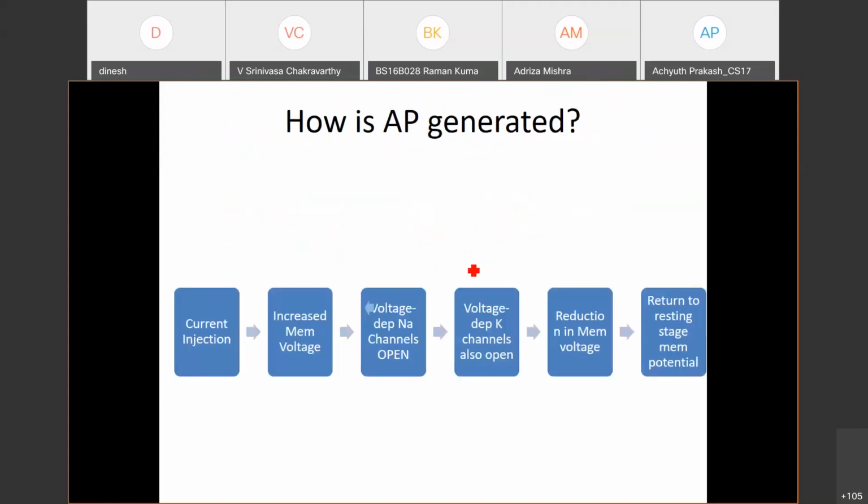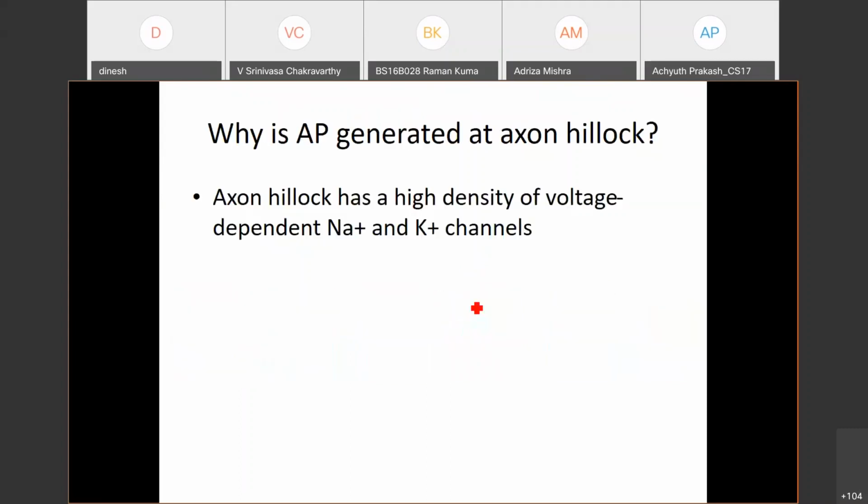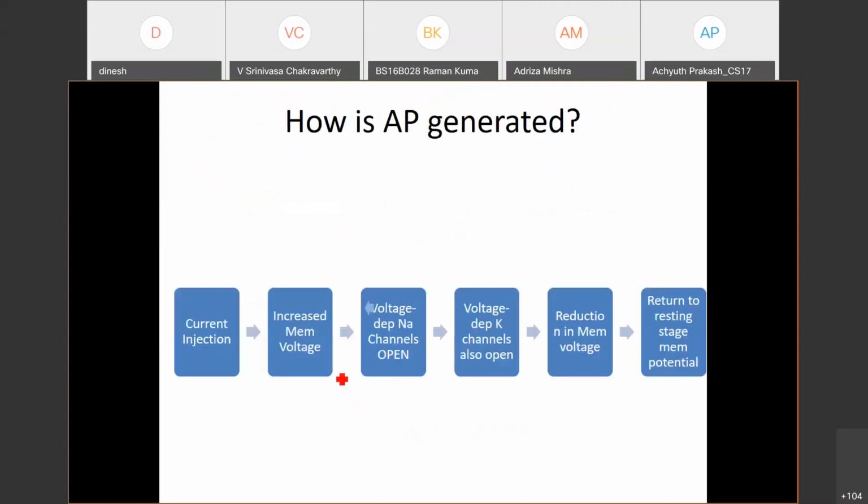So basically the cycle goes like this. You first inject the current, which is this current pulse that you're injecting here. Then that will increase the voltage, because this is like a parallel plate capacitor. Increase the charge and the voltage goes up.